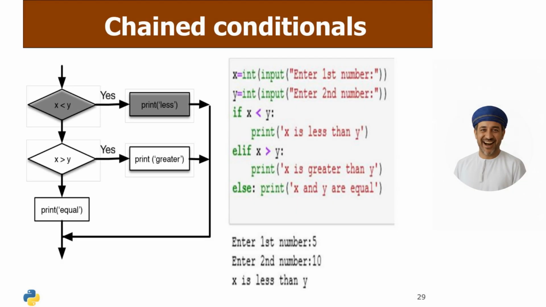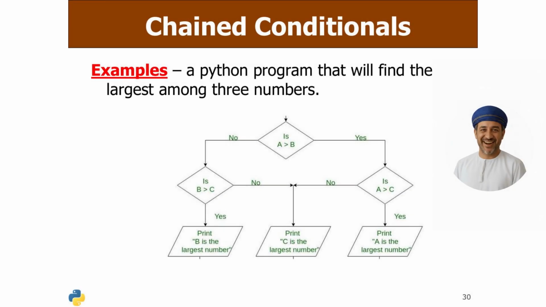Chained conditionals allow multiple conditions to be checked in sequence using if, elif, and else statements. This structure enables more complex decision-making processes by evaluating conditions one after another until a true condition is found or all conditions are exhausted. To find the largest among 3 numbers using Python, utilize chained conditionals.